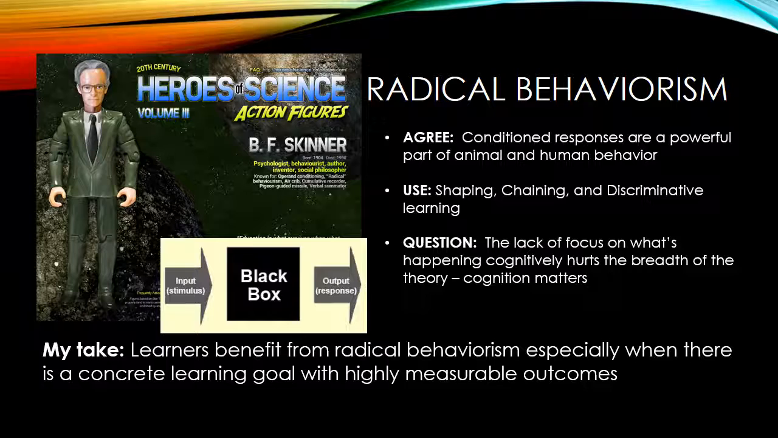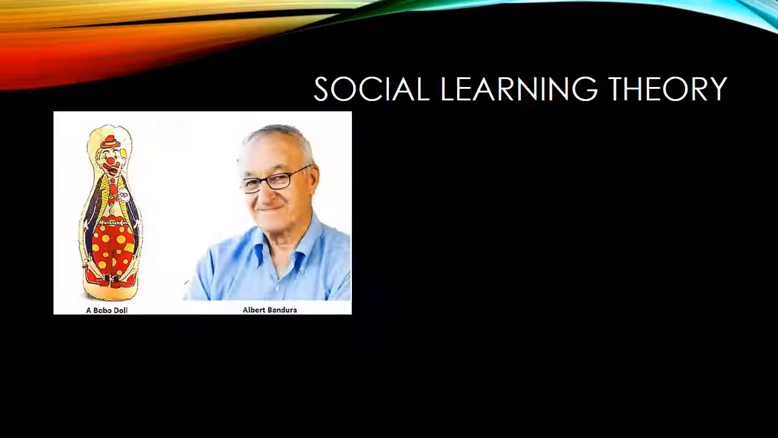So first of all, with radical behaviorism, I agree in conditioned responses being powerful and part of our behavior. I think shaping, chaining, and discriminative learning are all fantastic things that I can use as an instructional designer. But the lack of focus on what's happening cognitively sort of hurts the breadth of the theory. I think cognition matters. So my take is that learners benefit from radical behaviorism, especially when there's a concrete learning goal with really measurable outcomes at play.